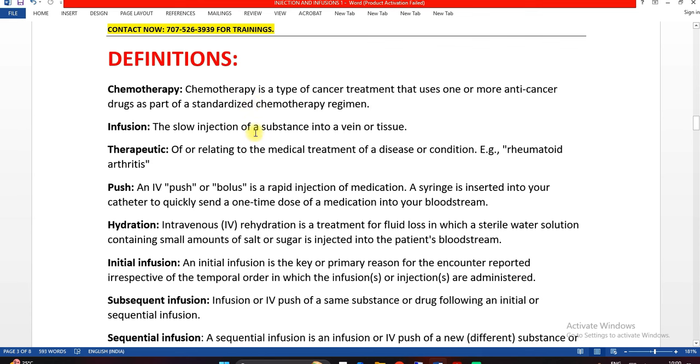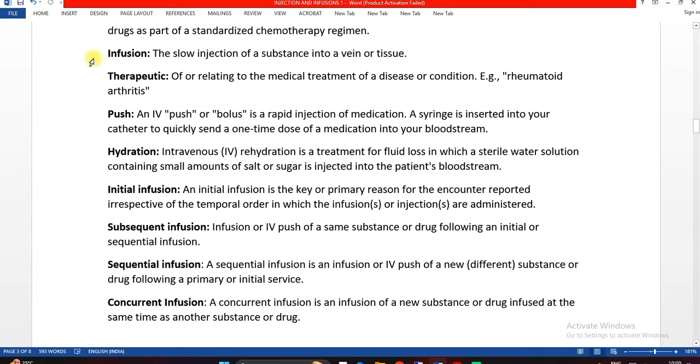In order to treat that cancer, the patient will undergo chemotherapy, where multiple cancer medications are used. Next one is infusion. So basically, what is infusion? Infusion is the slow injection of a substance into a vein or tissue. So infusion is slow injection, where gradually, using drips, the patient will receive the infusion.